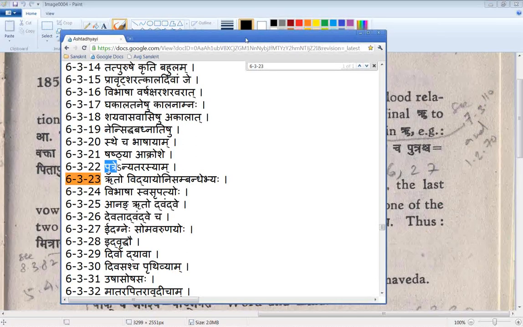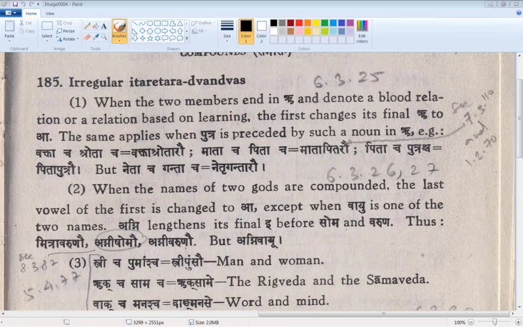So those are the forms you're going to get. When you have Netru and Gantru, we don't have it. When you say Samandha, we only become Netru Gantarao. Time is running out, so yes.